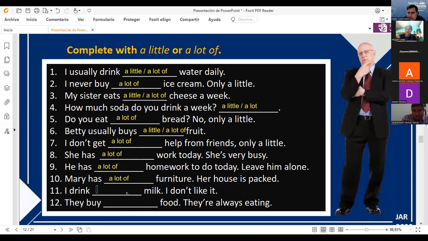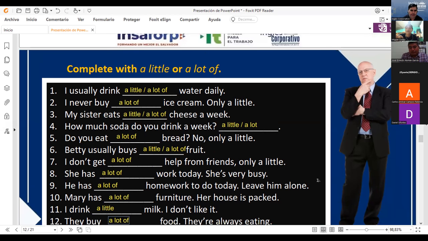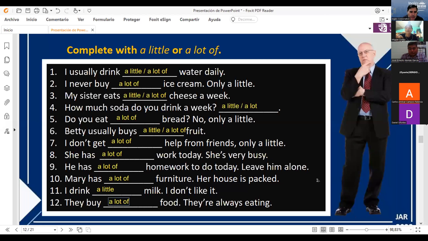A little. A little, ¿verdad? I don't like it. They buy a lot of. They're always eating. Siempre están comiendo. Always eating. Okay, you finished. Very good.